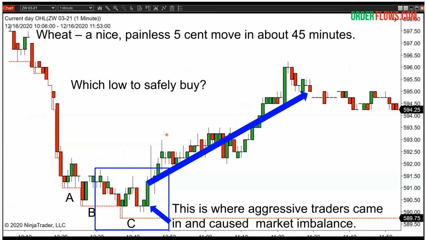This is wheat yesterday. So I showed you crude oil, I've showed you Japanese yen, I've showed you micro NASDAQ, I've showed you E-minis, wheat, and this is just yesterday, right? So while patterns and order flow repeat in the market, they don't repeat identically. Every market is slightly unique, but once you understand order flow, you can apply it to any market. This is wheat. There's a nice 5-cent move right up off the low.